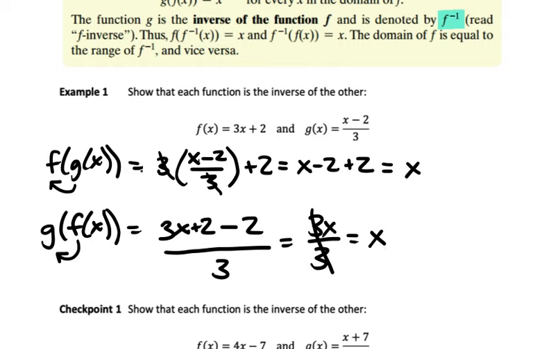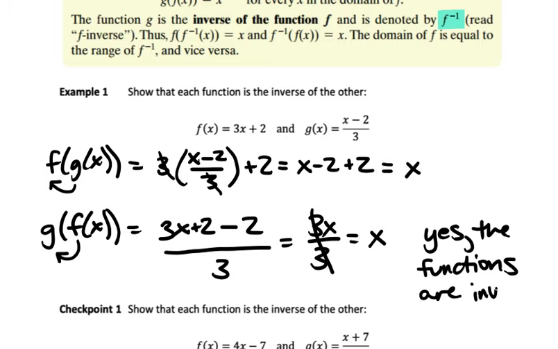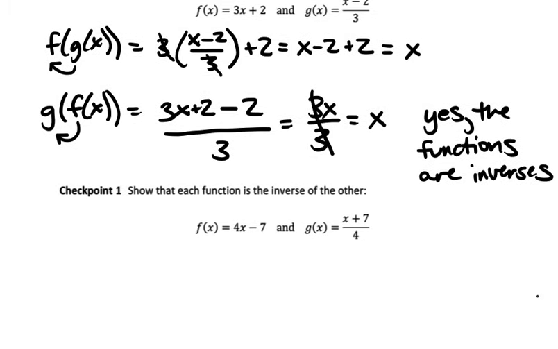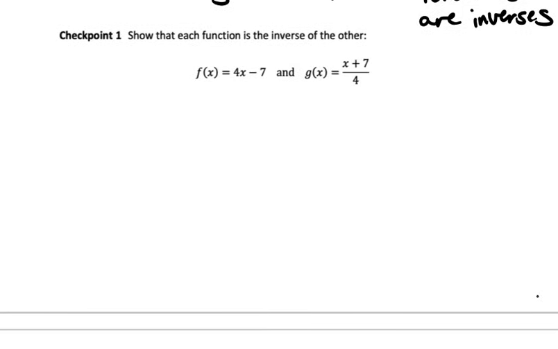So if both of the compositions result in just x for the answer, then that means that yes, the functions are inverses. If you result in anything other than just x, then the functions are not inverses. So next you should look at checkpoint problem number 1. Do this in your notes, check your answer, and then move on with the video.